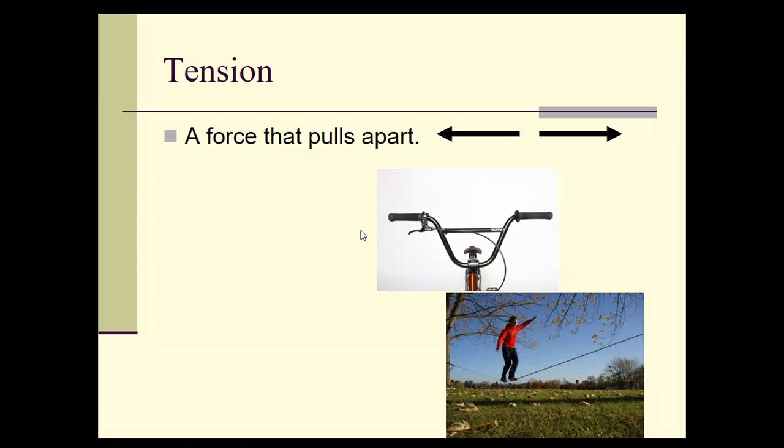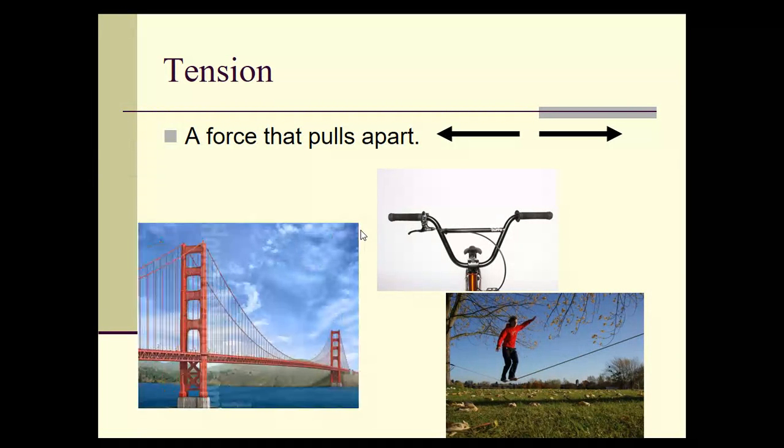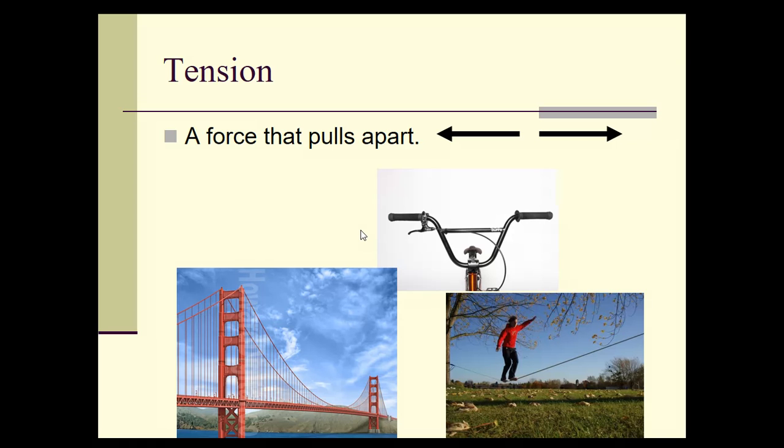Another one, when someone walks on a tightrope, the weight's in the center of the tightrope. That tightrope is pulling in opposite directions. That is the force of tension at work. The person in the center tensions that rope. A suspension bridge, like the Golden Gate Bridge, works because of the force of tension.